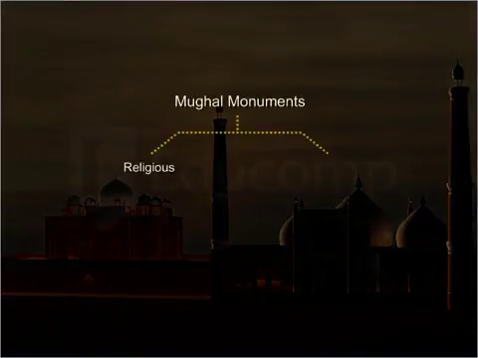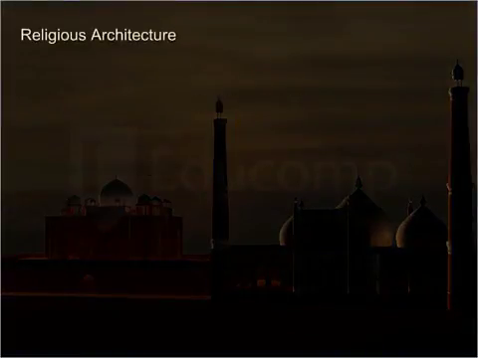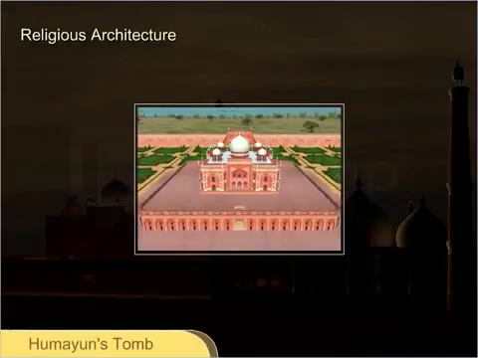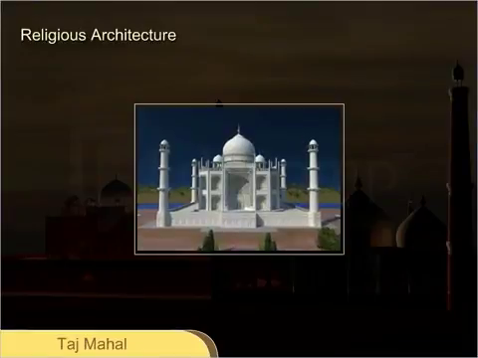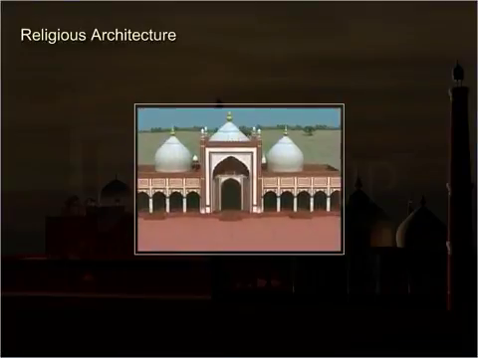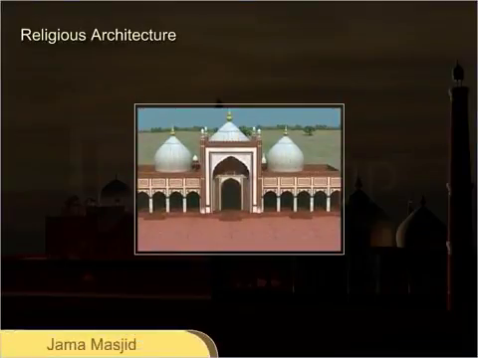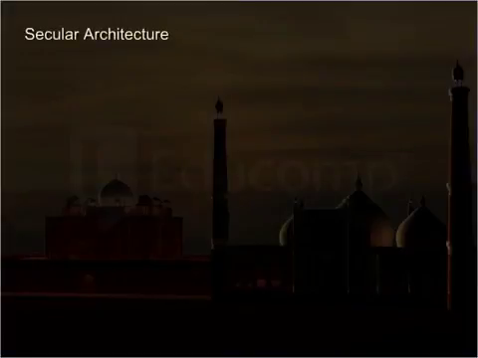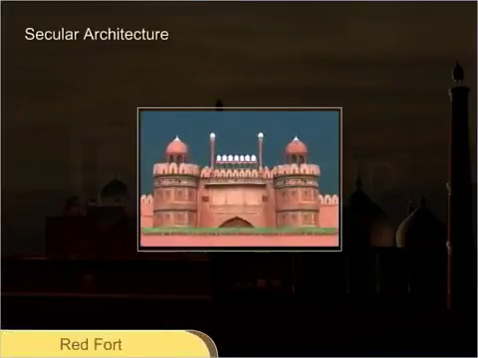The Mughals built a variety of monuments, both religious and secular. Religious architecture built by the Mughals include mausoleums such as Humayun's tomb at Delhi and Taj Mahal at Agra, and mosques such as the Jama Masjid at Delhi. Secular architecture comprises of forts such as the Red Fort in Delhi.